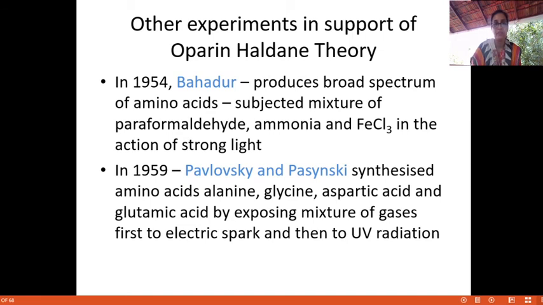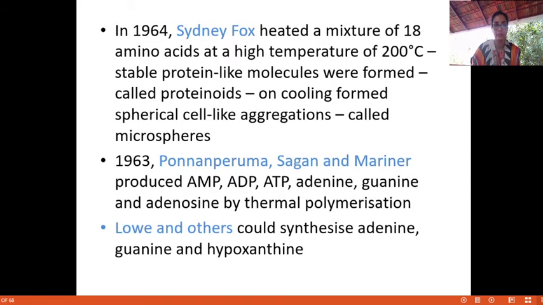In 1954, Bahadur produced a broad variety of amino acids when they subjected a mixture of paraformaldehyde, ammonia and ferric chloride to the action of strong light. Two more scientists, Pavlovsky and Pasinsky, synthesized amino acids such as alanine, glycine, aspartic acid and glutamic acid when they exposed a mixture of gases first to electric spark and then to UV radiation in the year 1959.